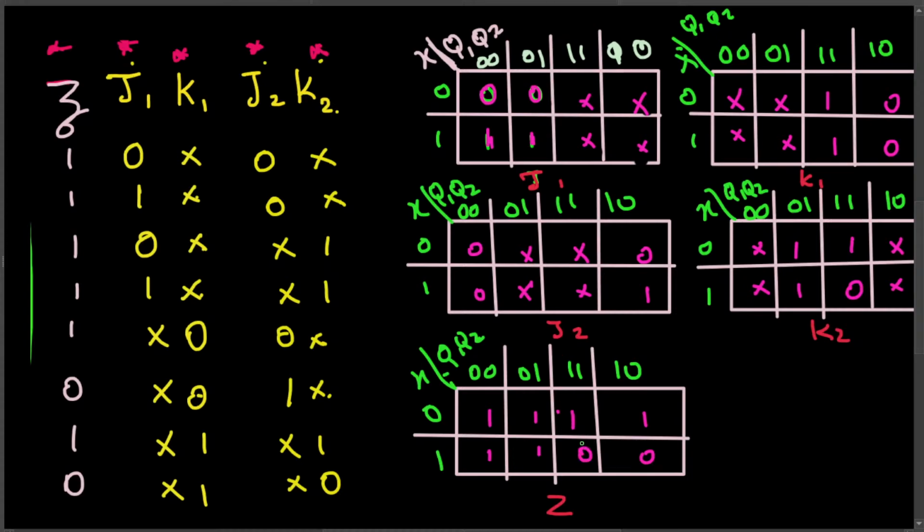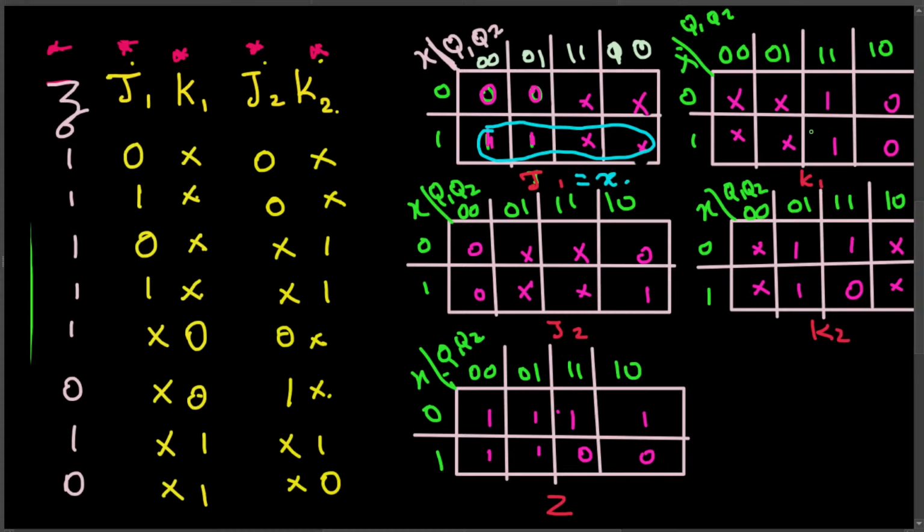Okay, now we have 5 K-maps. 4 is better than 2, 2 is better than 1. Let's see if I can combine anything as 4. For the first one, if I take these two don't cares, I can make this one a 4. So let's do that. If I make this one a 4, what's changing, what's not changing? Q1 and Q2 are changing, so both of them are eliminated. X is remaining the same and X is 1. So this is going to be J1 is equal to X.